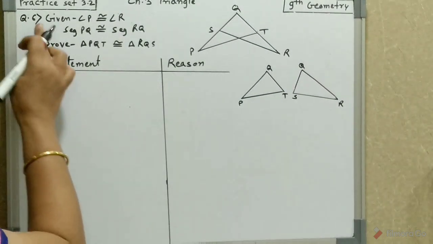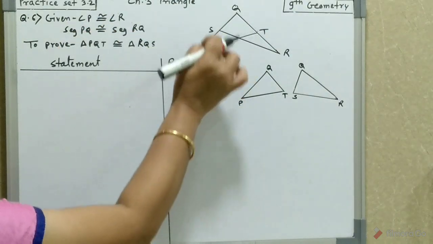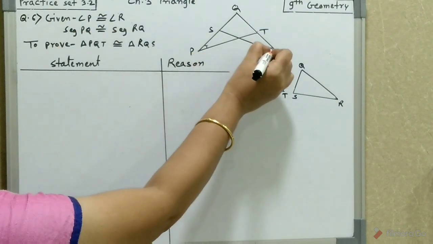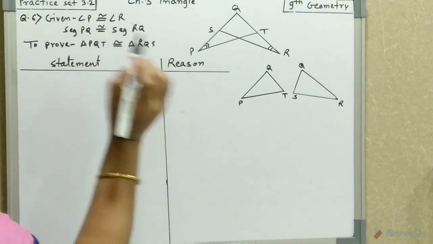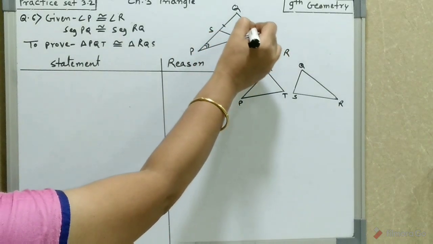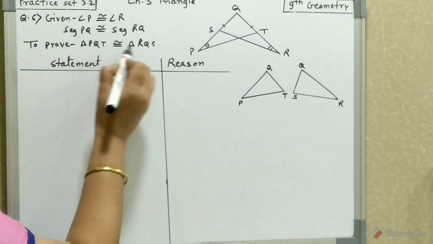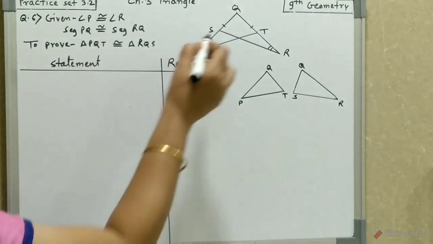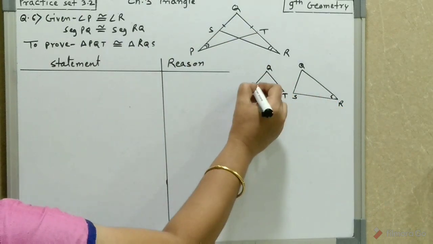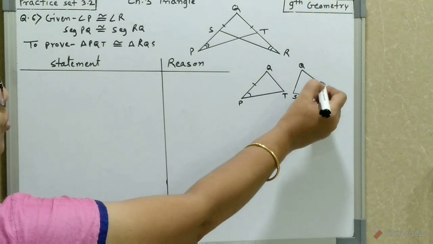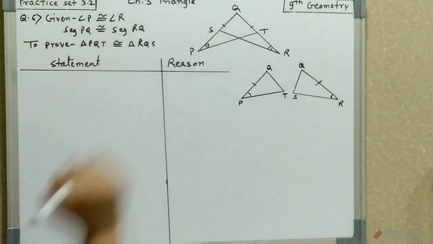See the last question, question number 6. Diagram drawn here. What is the given? Angle P congruent to angle R. Then segment PQ congruent to segment RQ. This is the whole segment. What to prove? That is triangle PQT congruent to triangle RQS. So I draw these two triangles separately. This angle and this angle are congruent. Then PQ and RQ become congruent, and we prove this. Now here also we are given only two pieces of information.